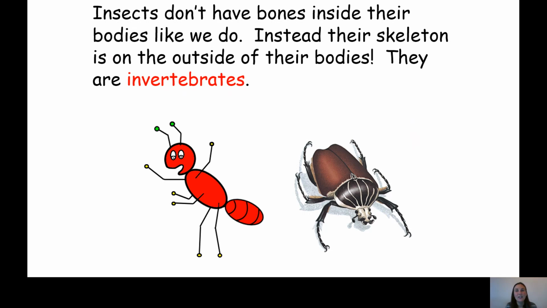Well done, Year 2. So we learned that they've got 3 body parts: the head, the thorax, and the abdomen. And we learned they've got 6 legs, a pair of antennae, and that sometimes they have wings. Fantastic if you remembered some of those facts from last week.